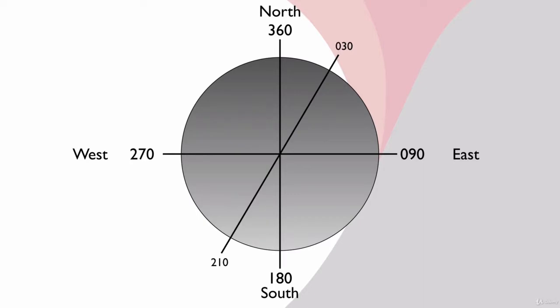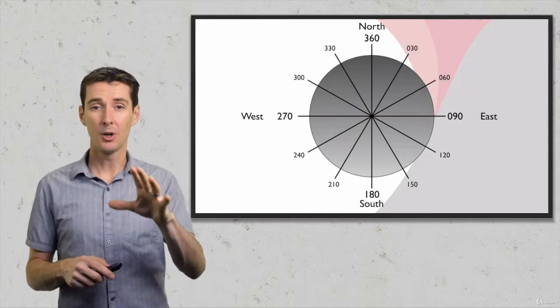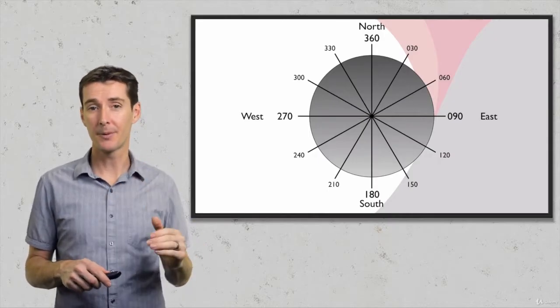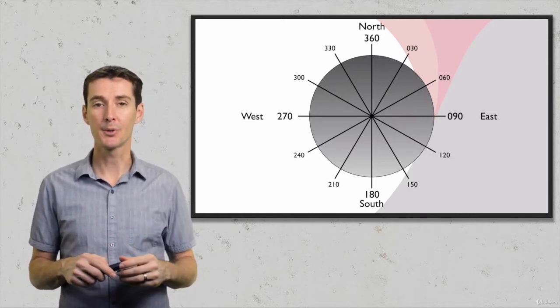Then we can go and divide this into more quadrants in here. We have 030, and the opposite is going to be 210. 060, opposite is going to be 240, and then it continues 120, and then 150, and then 330 being the opposite. This is just a few of the 360 possible degrees that we have available on this compass rose.